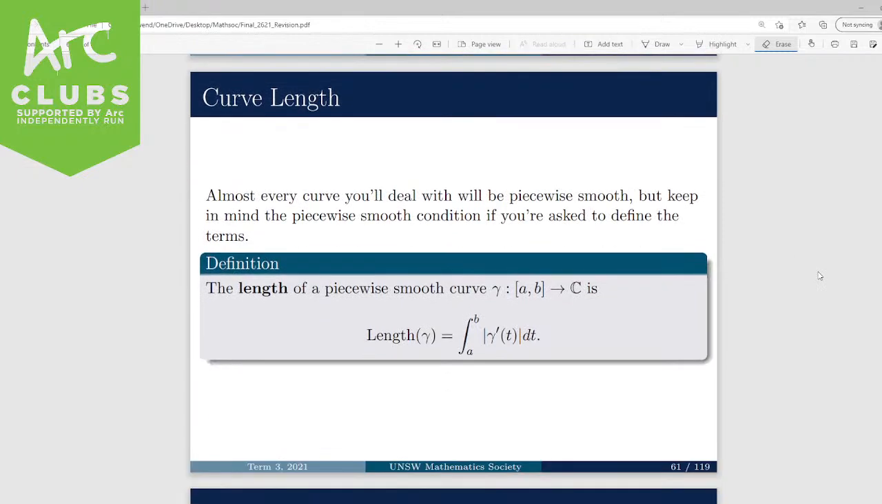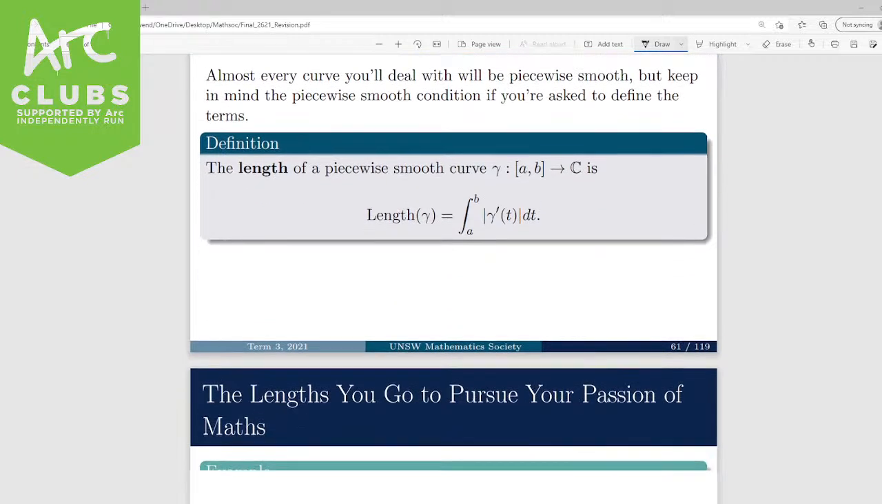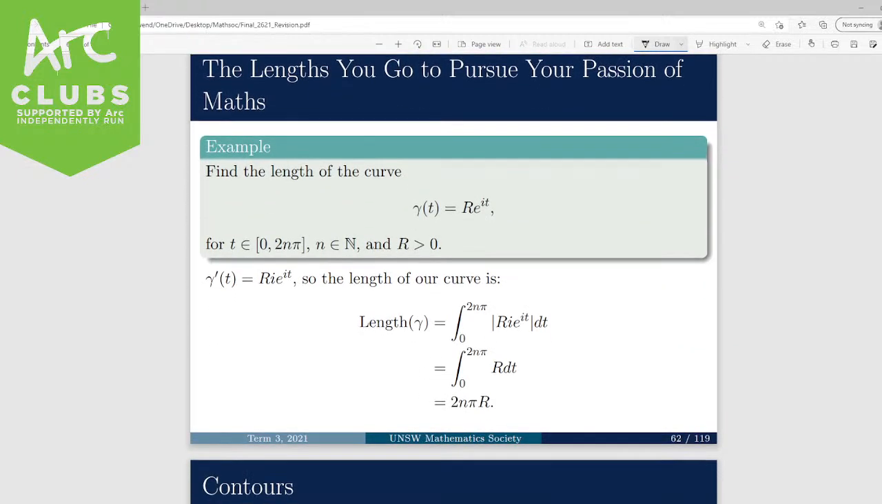Moving on. Also a little sidetrack into just what a curve length is. So the length of a piecewise smooth curve would simply be you integrating over that range, the a to b, and you're integrating the modulus of its derivative. So just a quick demonstration of what that means.